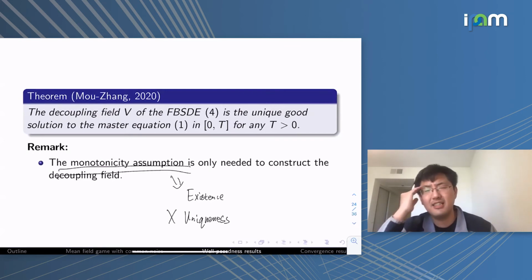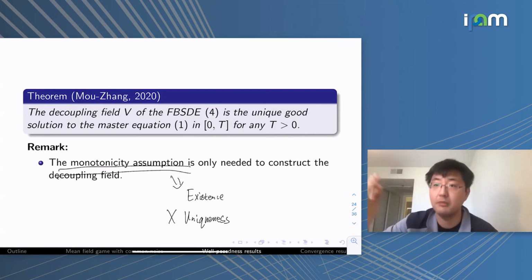The monotonicity is to guarantee that the mean field game system has a unique solution. But for the master equation, we don't need that.